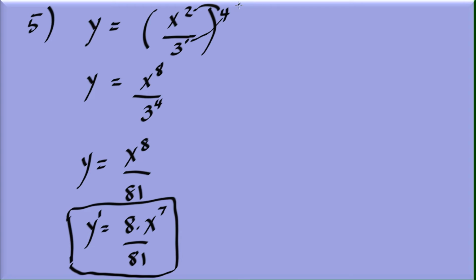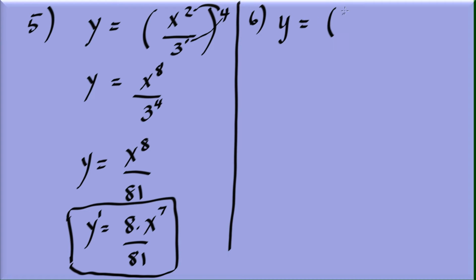What happens if I switch it? Let's turn it upside down. Let's say you have instead 3 over x squared, raised to the 4th power. Okay, so first thing we do is rename it using algebra. Sorry, this is not yet the derivative, okay? This is just the renaming part. So the 3 to the 4th, again, is 81 over x squared to the 4th, which is x to the 8.